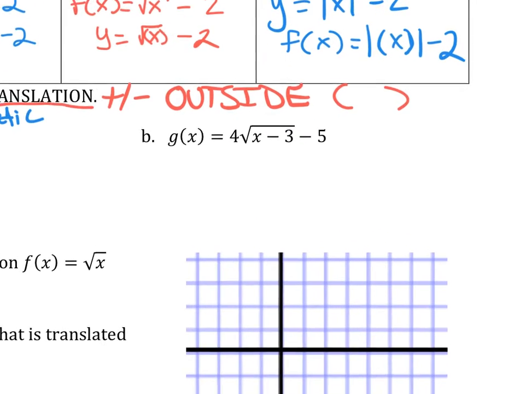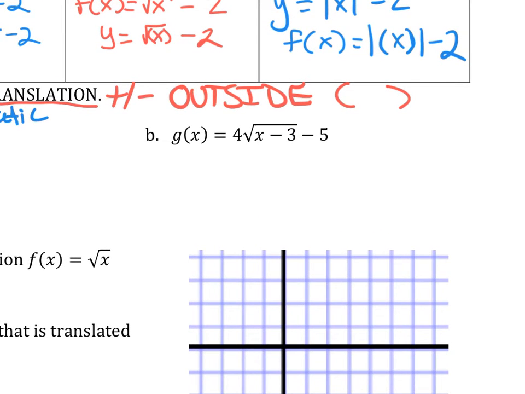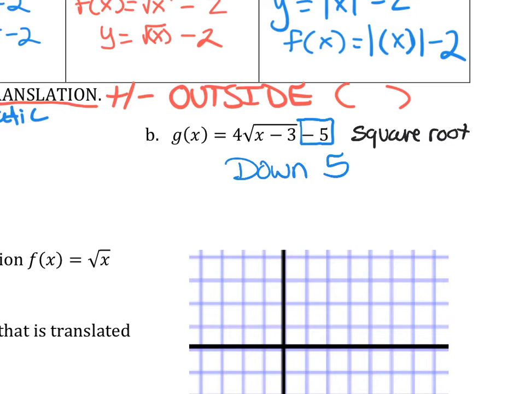So like letter B, what number here is representing a vertical translation? The -5, because that is subtraction happening on the outside. And since it's subtraction, we'll be going down 5. And what type of function is this? Square root. Because of the square root symbol.